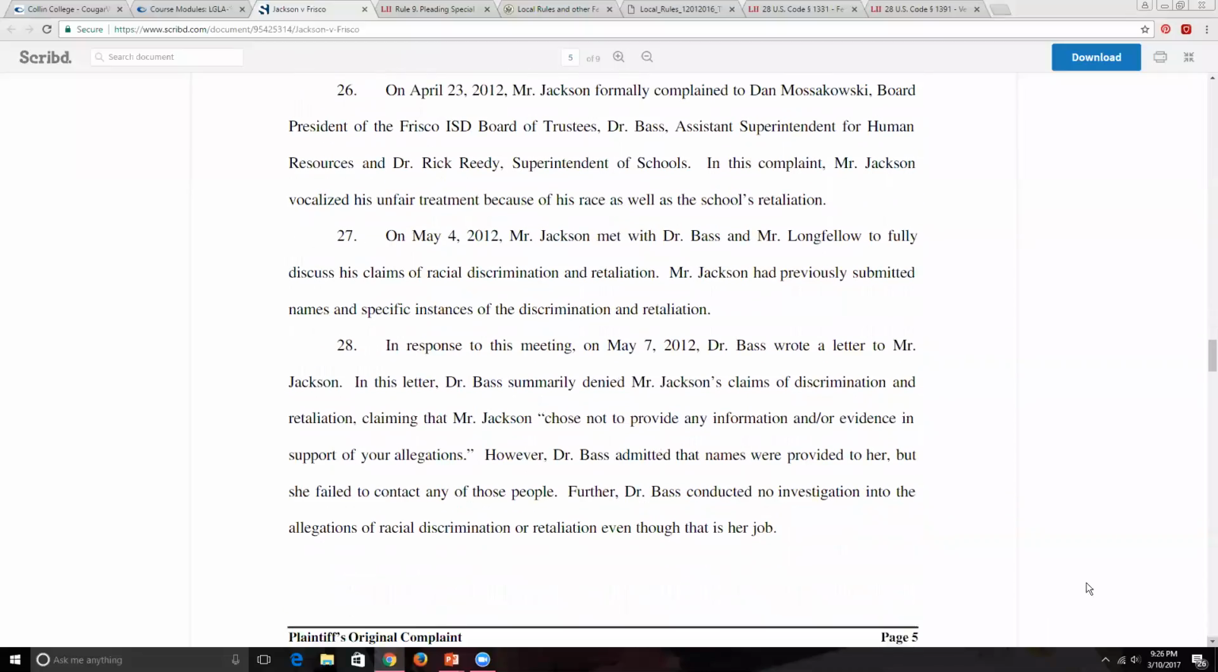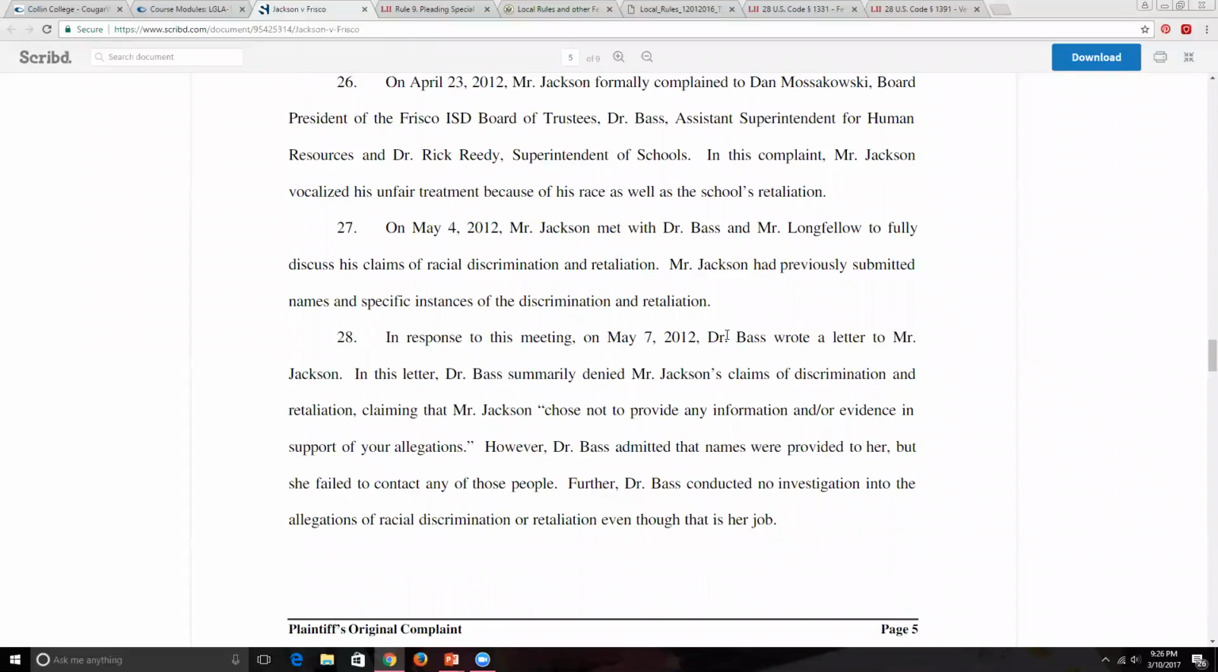In response to this meeting on May 7, 2012, Dr. Bass wrote a letter to Mr. Jackson. In this letter, Dr. Bass summarily denied Mr. Jackson's claims of discrimination and retaliation, claiming that Mr. Jackson chose not to provide any information and/or evidence in support of your allegations. However, we can see here we're starting that sentence with "however," so we shouldn't do that.